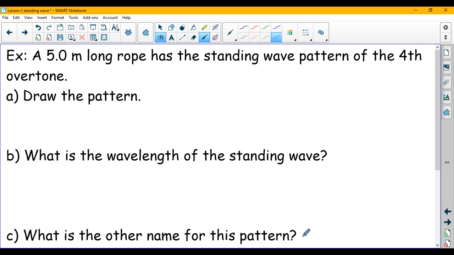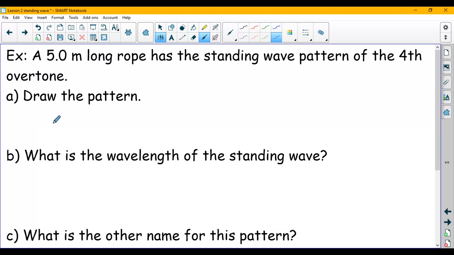Okay, so in this question, I'm going to use the standing wave patterns to find things out, like the wavelength, the speed, all sorts of stuff. So you'll notice I have a 1.5 long rope, and it tells me the pattern is the fourth overtone. I have to know these patterns for this to be done.